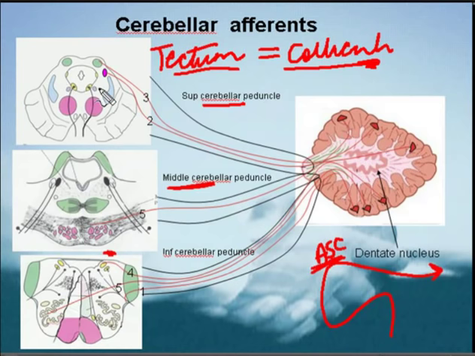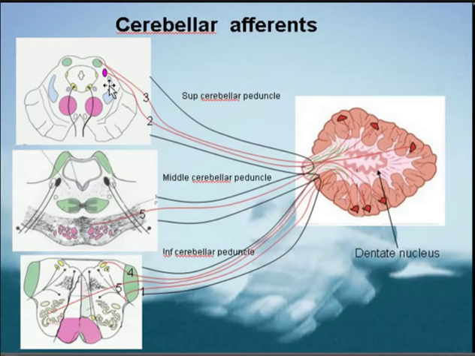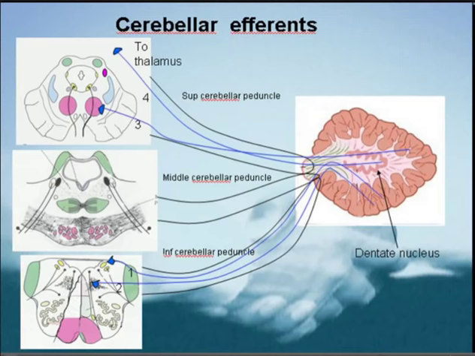Now let's look at cerebellar efferents. So we're going to use the same picture, but now the direction is opposite. So here we have the Purkinje cells, which will send out fibers to these nuclei, and actually from these nuclei the impulses will pass through. So again, let's look at them.